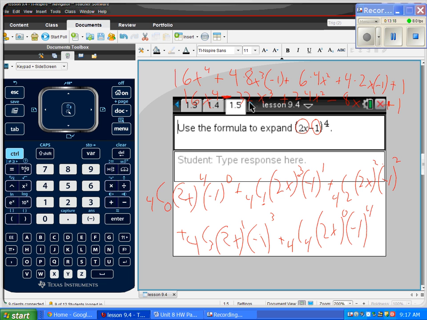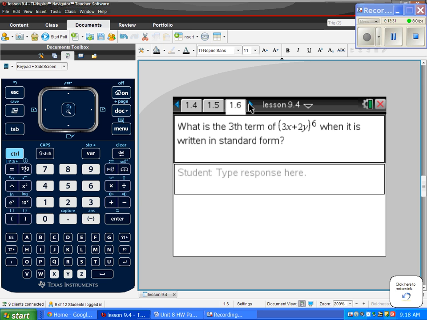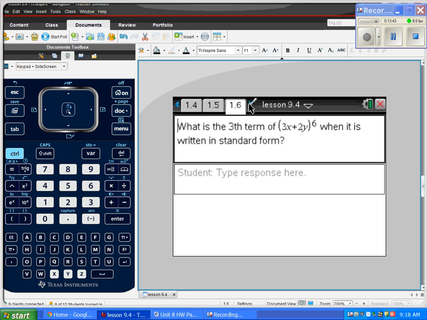Okay? I know that seemed like a lot of work. However, most of the time, does everybody have this down? Most of the time, they're not going to ask us to expand the whole thing. They're just going to ask us to do one term out. So think about here. What's the third term for this thing? For this, 2x plus 2y to the 6th, okay?